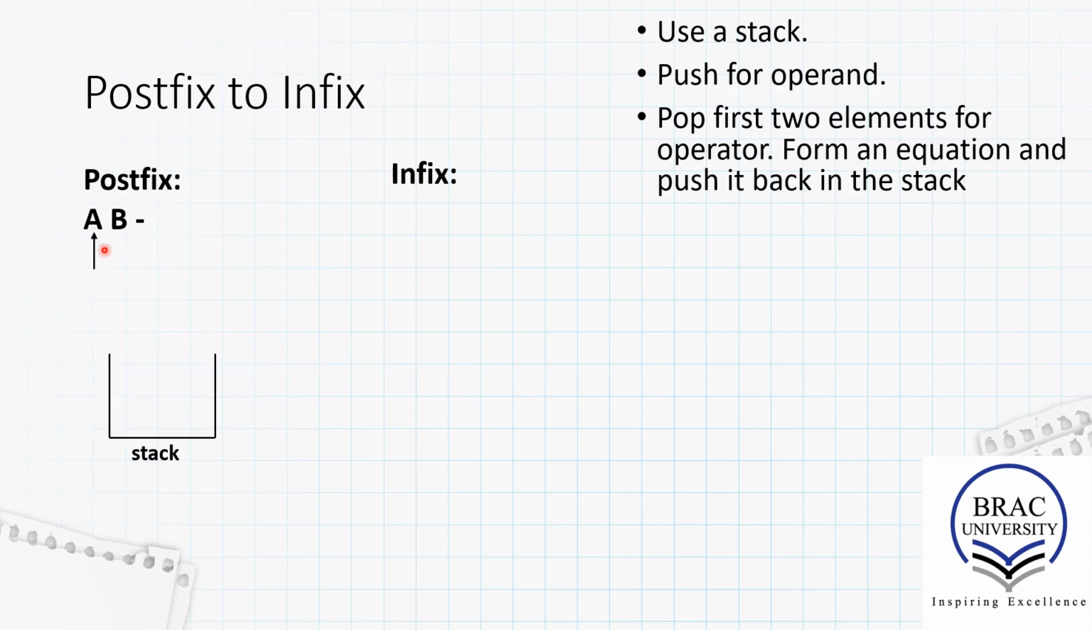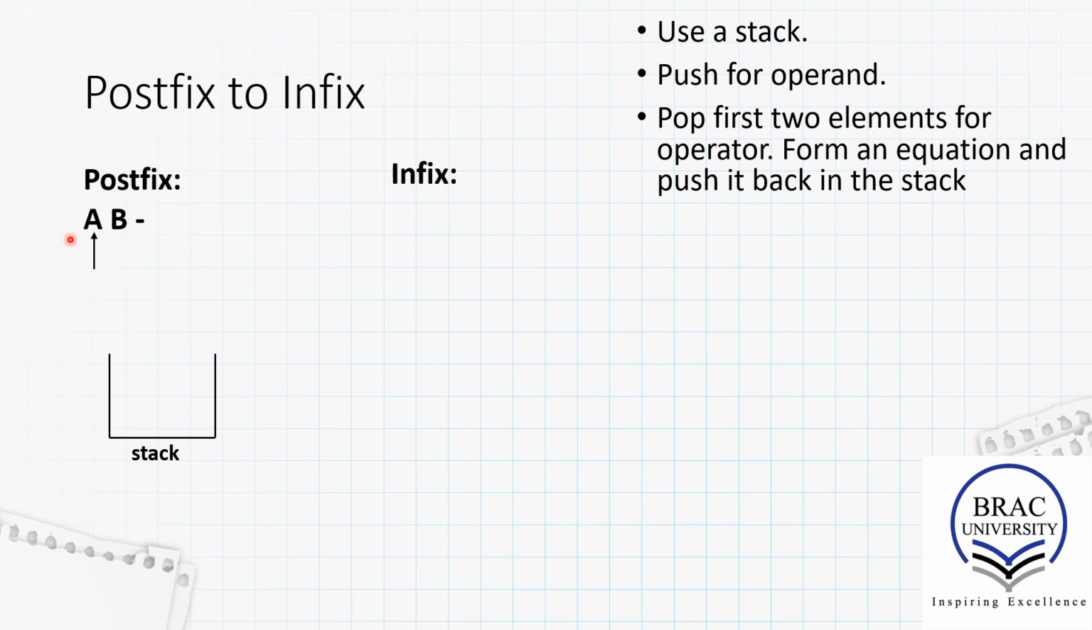Now we will convert the postfix notation a b minus to its infix form. And we already know the answer. It should be a minus b, not b minus a. So the order of the operands is very important because a minus b and b minus a are not equal. So if I have a minus sign over here, this means a minus b should be its infix form.